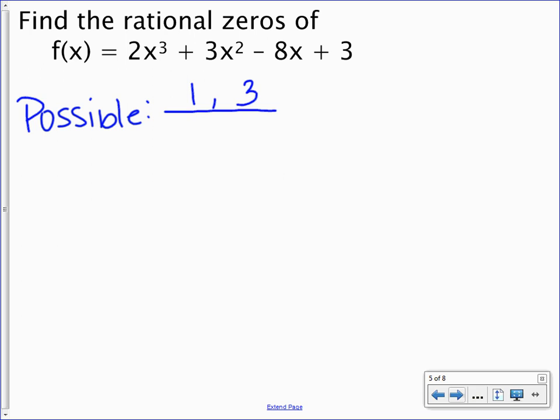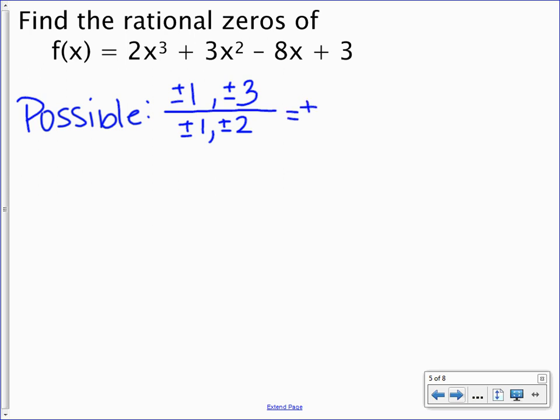Now, I want you to also realize, though, that we could have a positive or a negative 1 and a positive or a negative 3, because negative 1 times negative 3 is 3. Yes? It's a factor of 3. Okay? For our denominator, what are factors of 2? 1 and 2. And we also have to account for the negative, because negative 1 times negative 2 is 2. Okay? So let's write our fractions out.